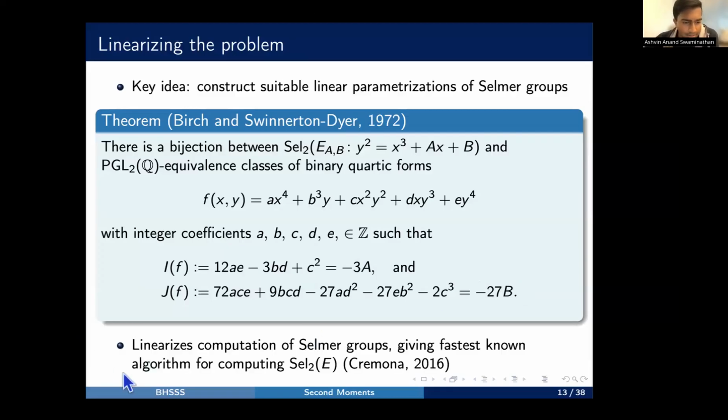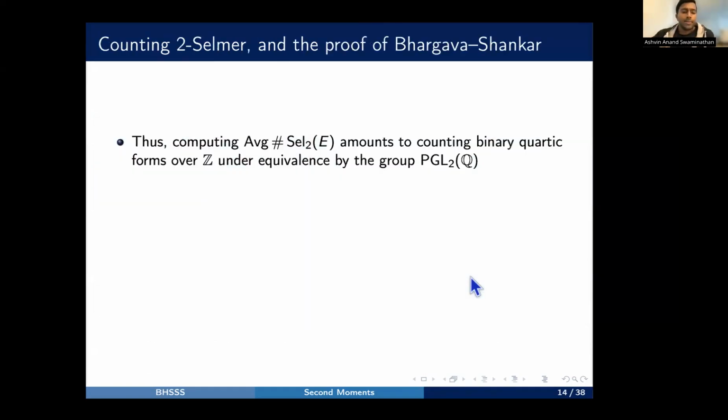It effectively linearizes the problem of computing Selmer groups, and it gives rise to the fastest known algorithm for computing these 2-Selmer groups, which I think is due to Cremona. Given that, computing the average size of the 2-Selmer group amounts to counting orbits of binary quartic forms.